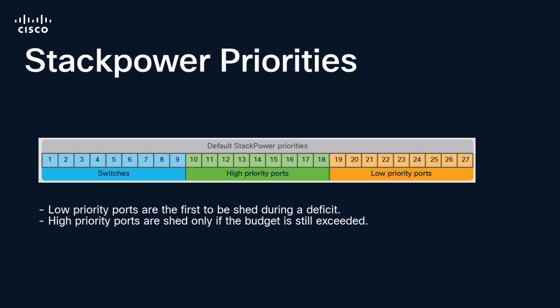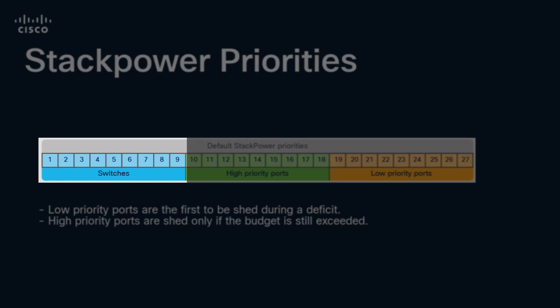Finally, let's talk about power priorities. Think of this as an emergency sharing policy. When the stack experiences a power deficit, it needs to know exactly what to keep running. We manage this at two levels.